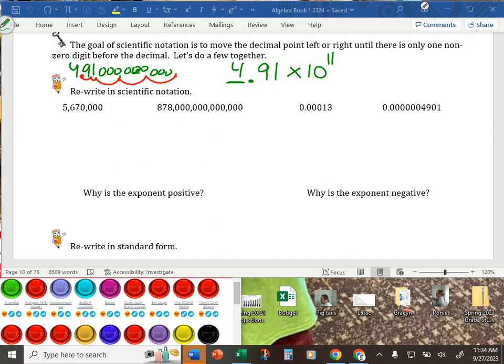5,670,000, our decimal point right now is at the end of the number here. How many movements will it take to get to 5.67? Right? So you only get one digit to the left of the point, and then all those non-zero numbers get written, everything else drops out. But how many movements does it take to get from here over to here?